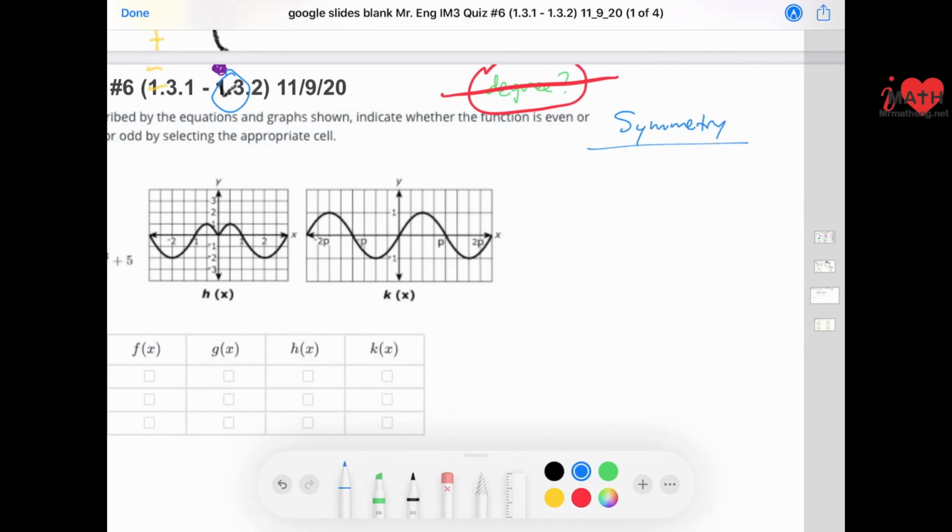Let's review our symmetry. If it is even, then I have the phrase evenly, so that the graph is symmetrical about the y-axis. They're folded there. That's the taco line, the folding line. The other one is odd. Also, if you put in negative x, you will get the original function.